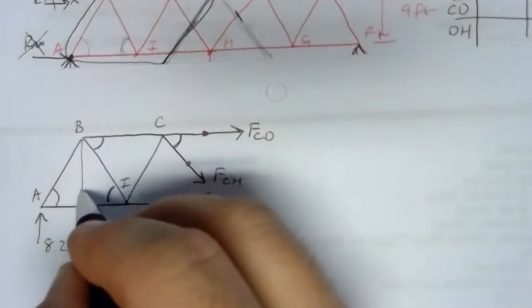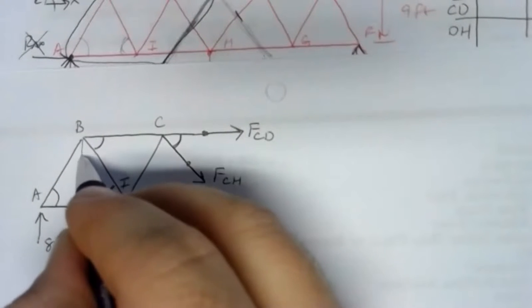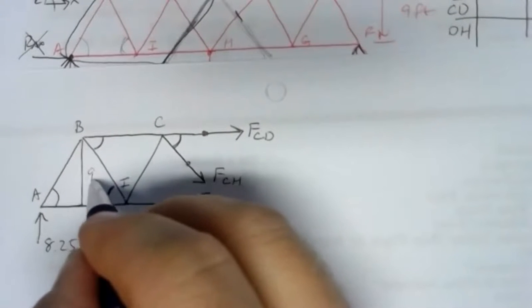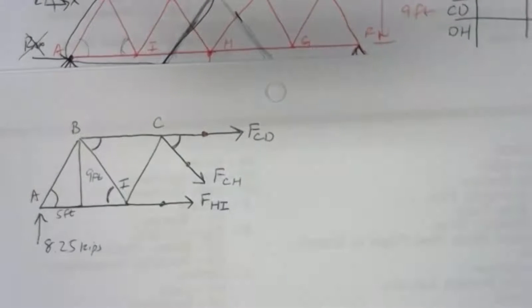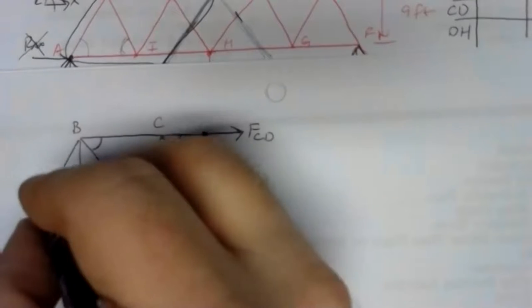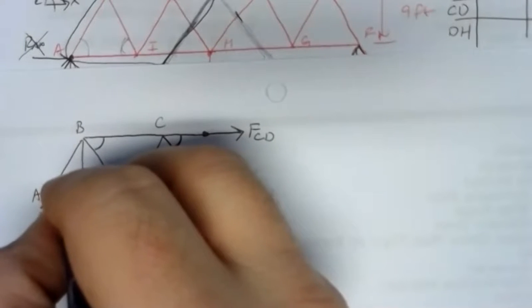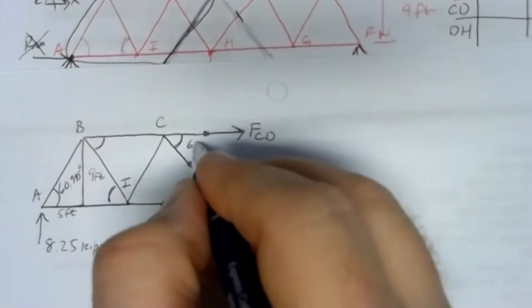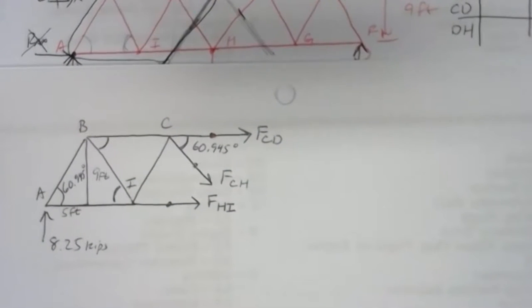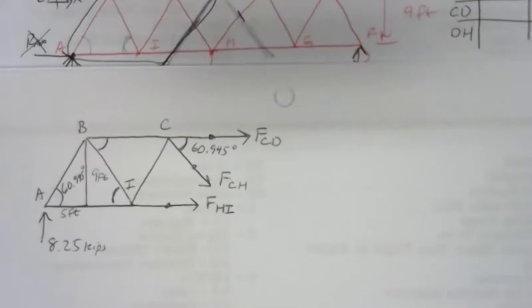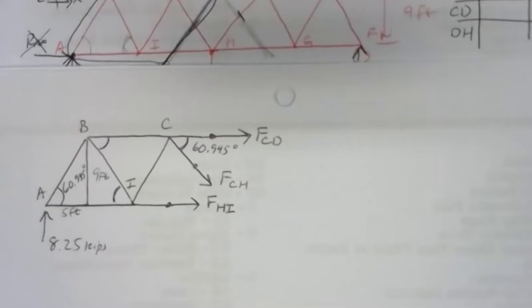One way we could do it is just by finding the angle in that triangle. This is 9 feet high. Each bay is 10 feet, so this would be 5 feet. So we'd find the inverse tangent of 9 over 5, and that'd give us 60.945 degrees. So that'll be the same here, 60.945 degrees. So there we've got everything we need to be able to figure out the equilibrium.